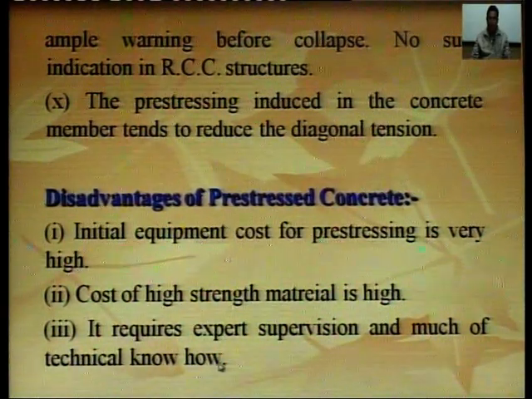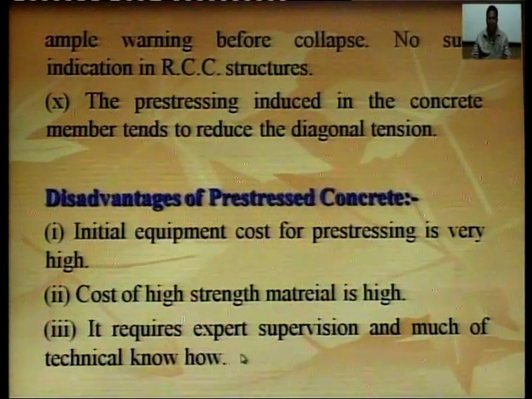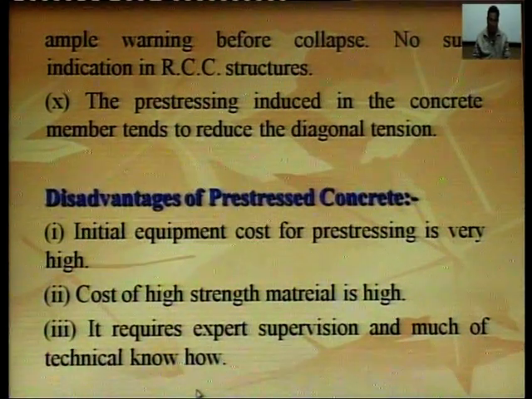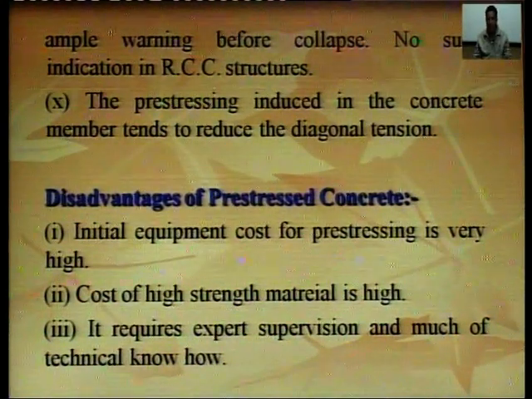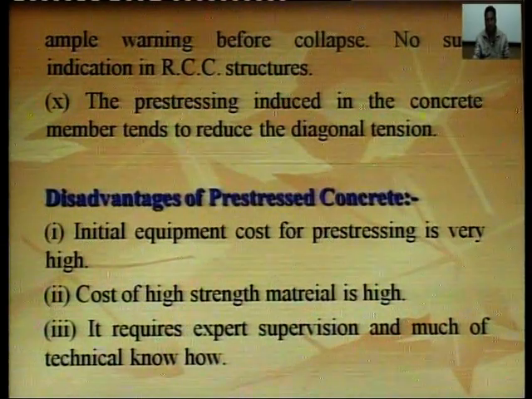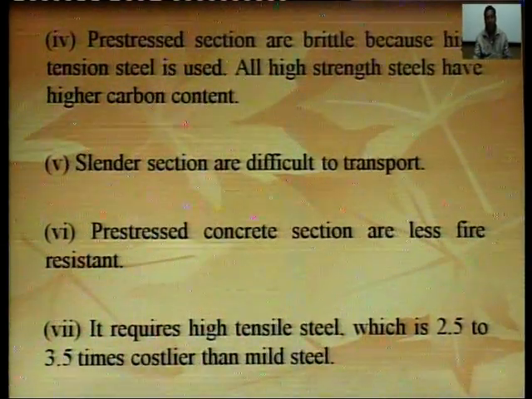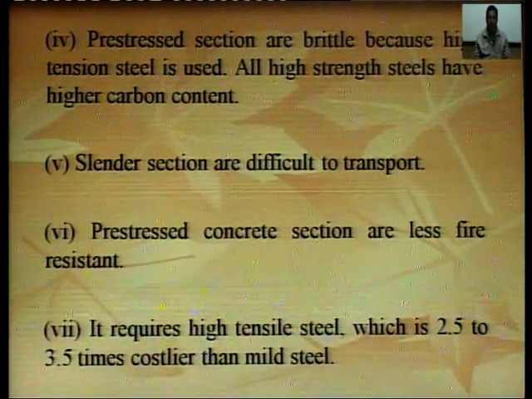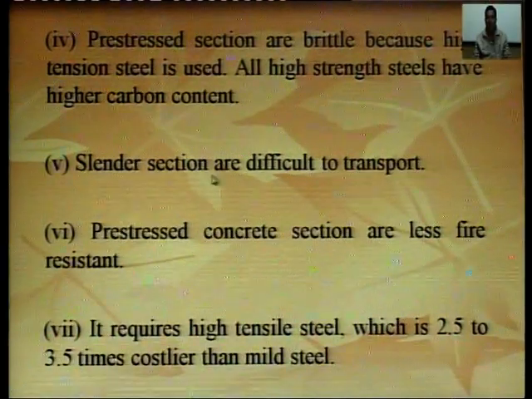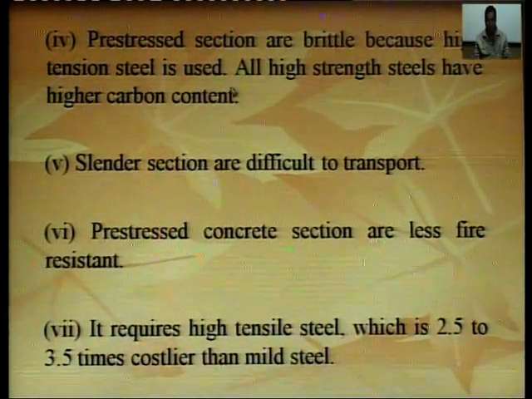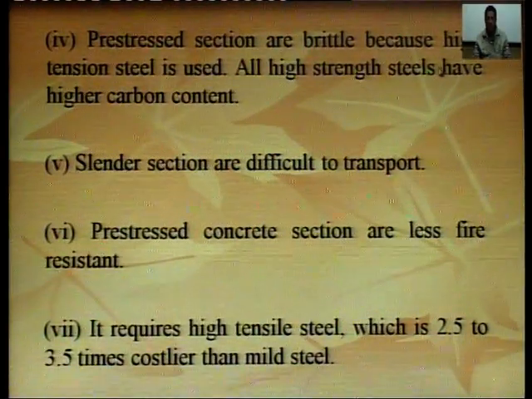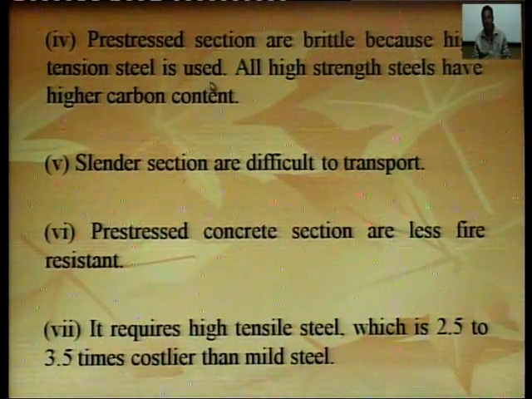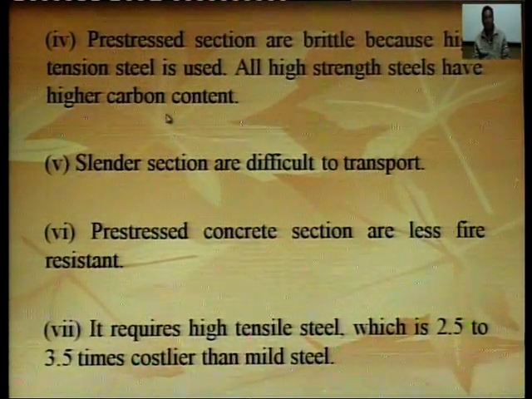Third, it requires expert supervision and much technical know-how. The construction of pre-stressed concrete members needs strict supervision. Fourth disadvantage, pre-stressed sections are brittle because high tensile steel is used. All high strength steel has higher carbon content. So, as the carbon content is increased in steel, the steel becomes brittle.